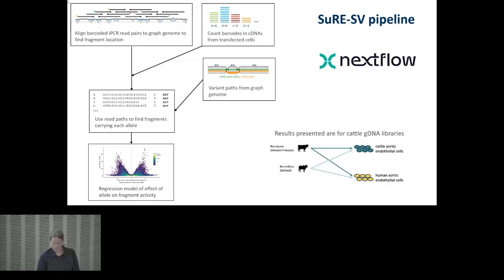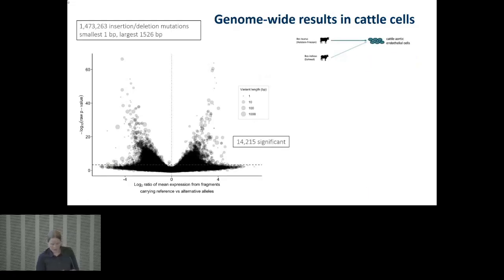And I'm now going to talk through some results from analysing the 2 cattle libraries using this pipeline. So here I'm showing results from the cattle libraries transfected into cattle cells. And this is for all indels of any size that we were able to test. In this plot, each bubble represents one variant, and the size of the bubble tells you how many bases were inserted or deleted. On the y-axis, I've just got the p-value, and on the x-axis is the ratio of expression activity between the 2 alleles.